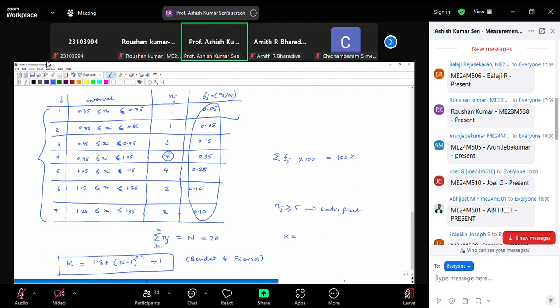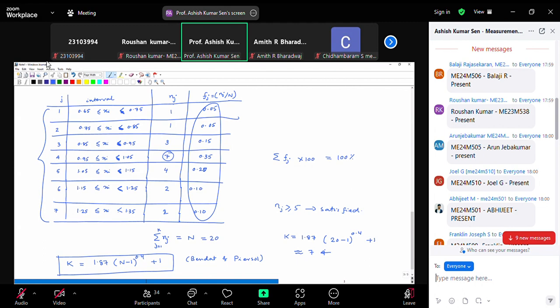So K is basically 1.87 times (20 minus 1) to the power 0.4 plus 1, since n is 20. If you do the calculation, this will approximately come out to be 7. And that is the reason why we have picked only 7 intervals, not more or less.